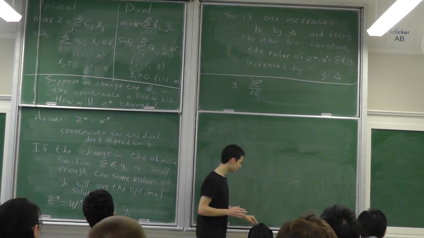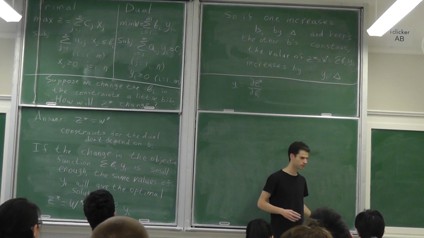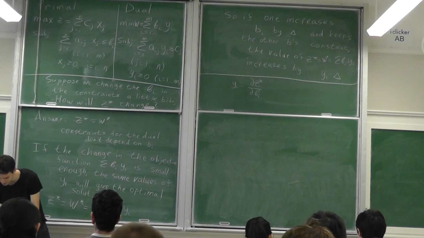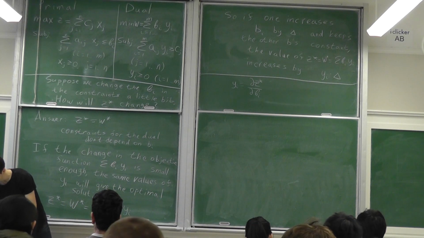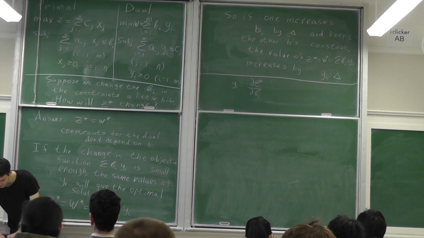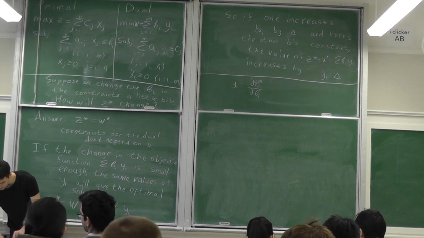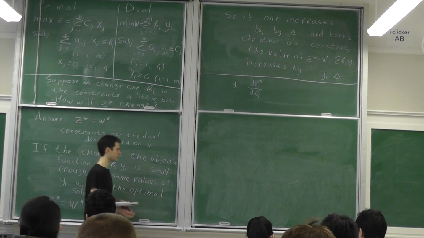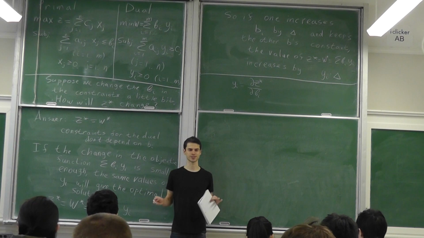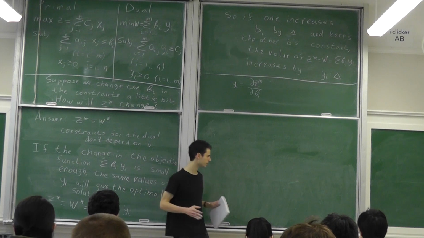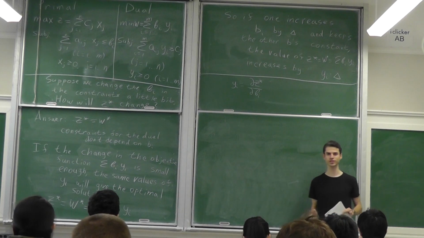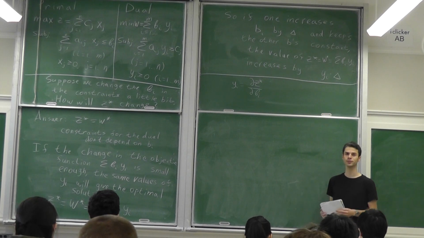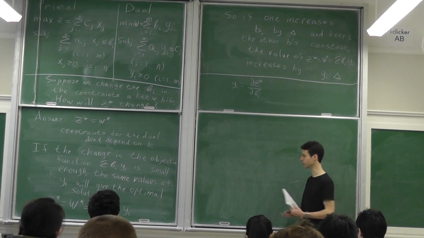Okay, so let me first check whether I skipped over something. Okay, so let me try to give a down-to-earth example with numbers and something very concrete, so that we'll have a concrete understanding of the meaning of these dual variables in economic terms.